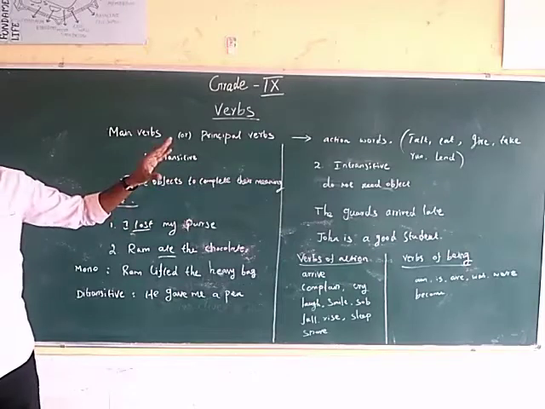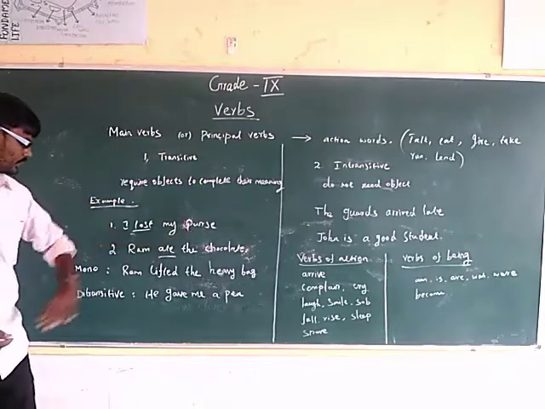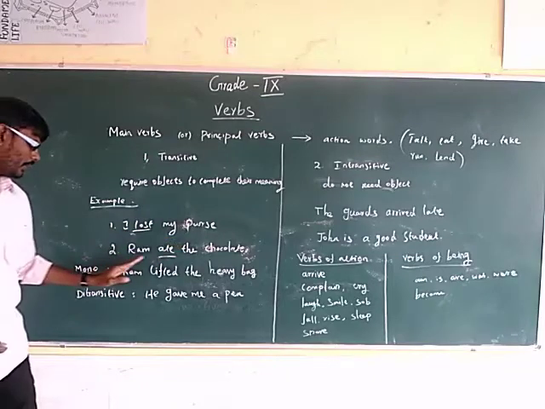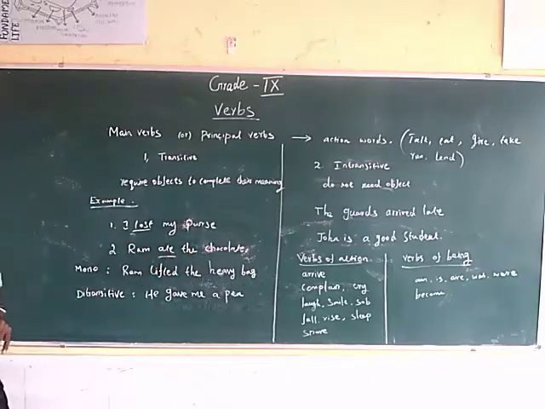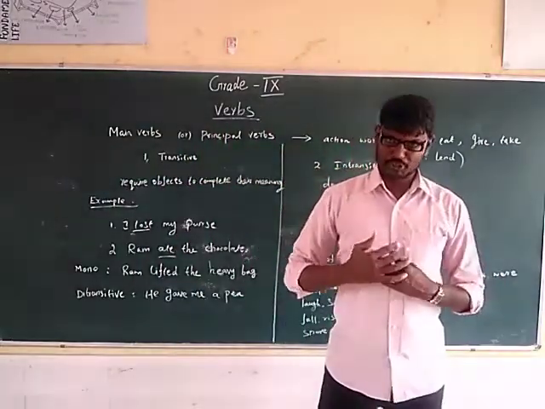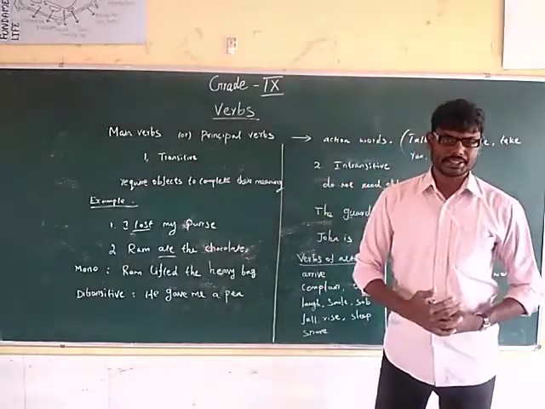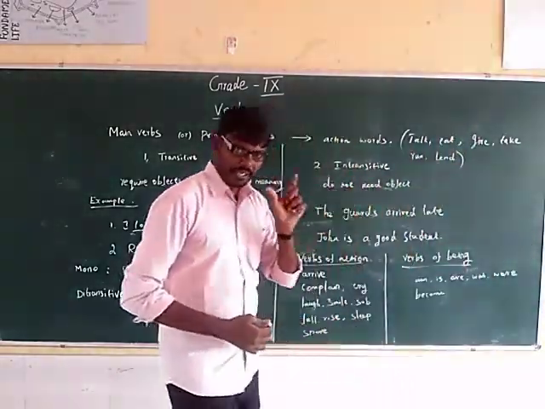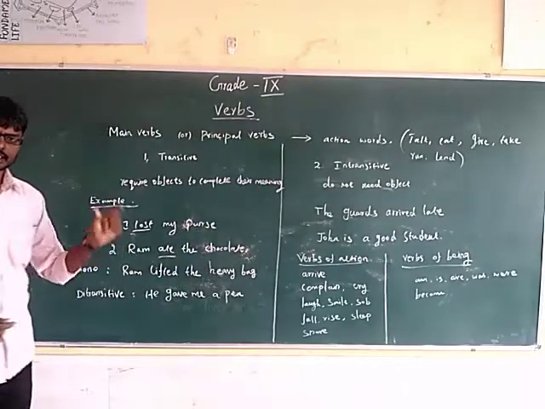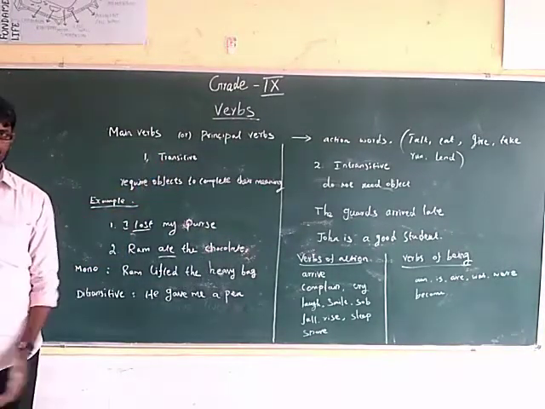If you want to complete the sentence by using a transitive verb, you need an object. I lost my purse. Ram ate the chocolate. As I told you before, transitive verbs can be classified into two: monotransitive verbs and ditransitive verbs. The title itself will tell you what they are.